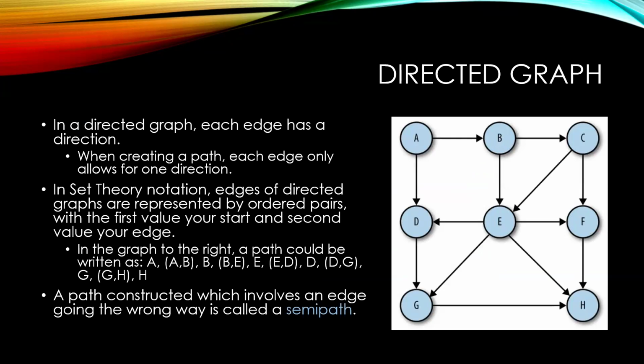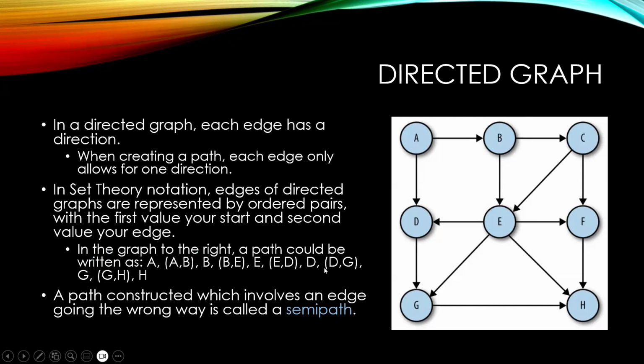Let's now talk about directed graphs. In a directed graph, each edge has a direction. Essentially, it's a bunch of one-way streets. You could have two-way streets where you might have an arrow coming back in the other direction. In set theory notation, edges of directed graphs are represented by ordered pairs, where the first value is where you start and the second value is where you end.